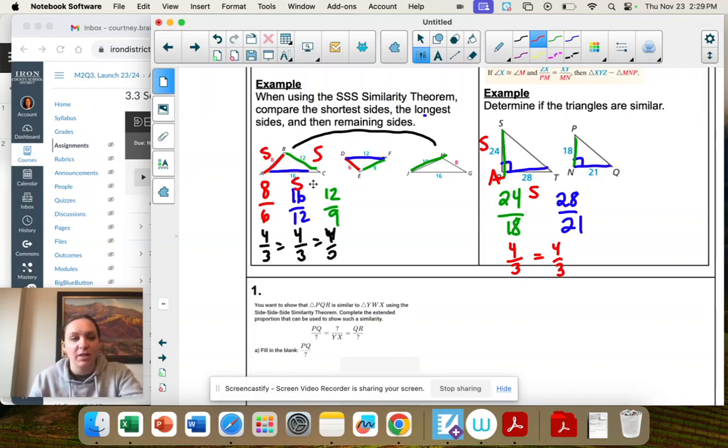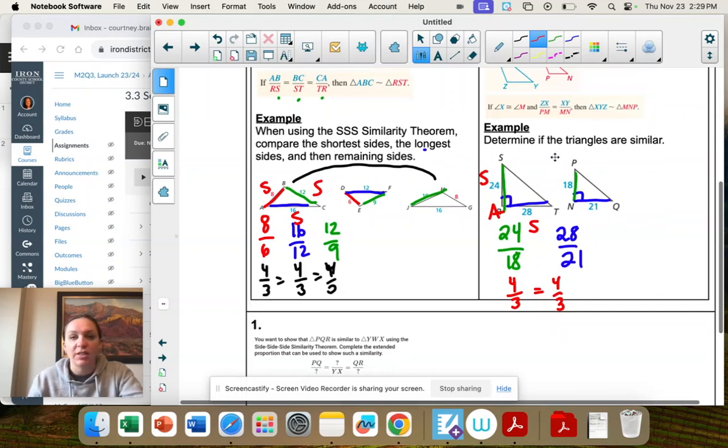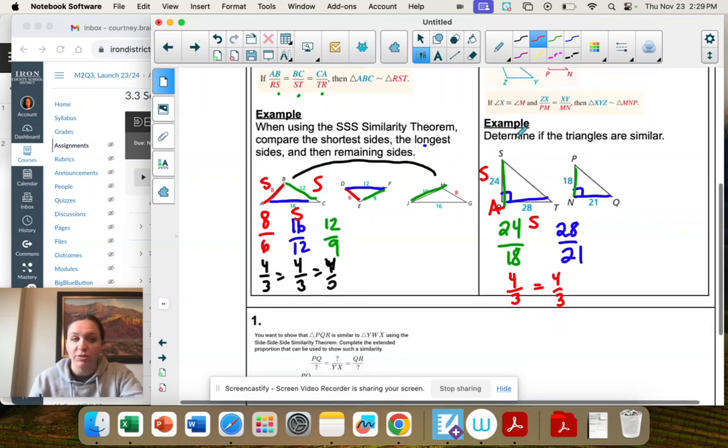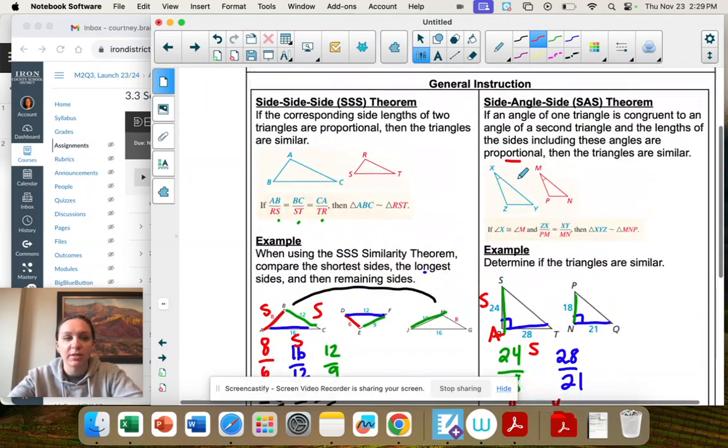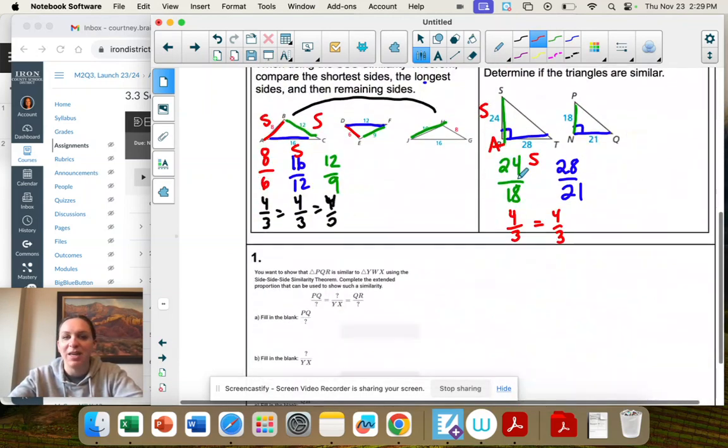Sorry, I'm thinking congruent triangles. They're similar because they have the same ratios. Congruent would mean everything's the same. Sorry for that mix up. I was in Math 1 mode, I guess.